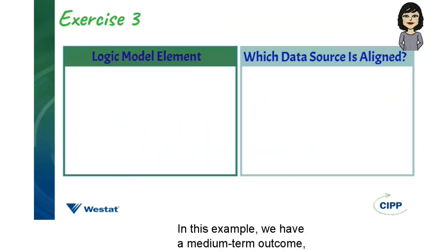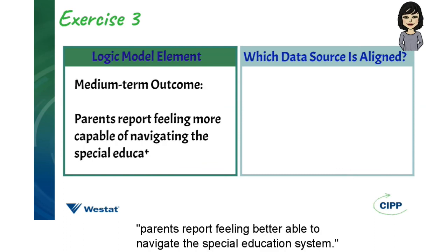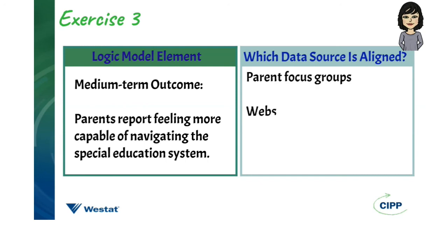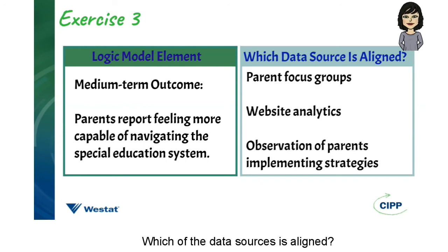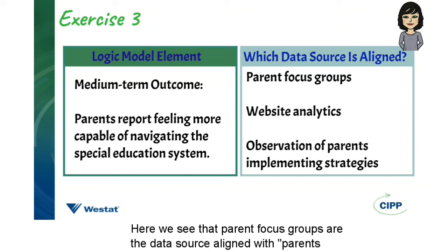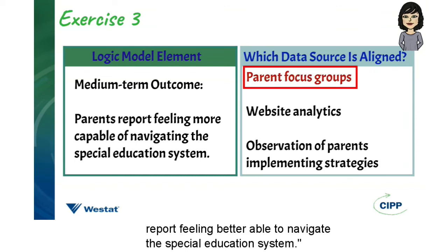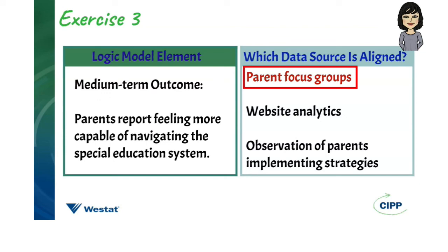In this example, we have a midterm outcome. Parents report feeling better able to navigate the special education system. Which of the data sources is aligned? Here we see that parent focus groups are the data source aligned with parents report feeling better able to navigate the special education system.